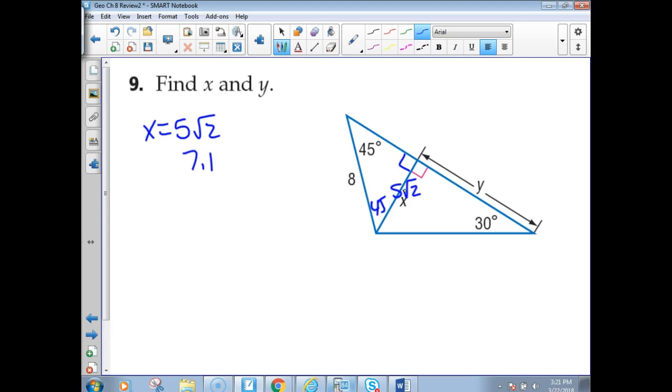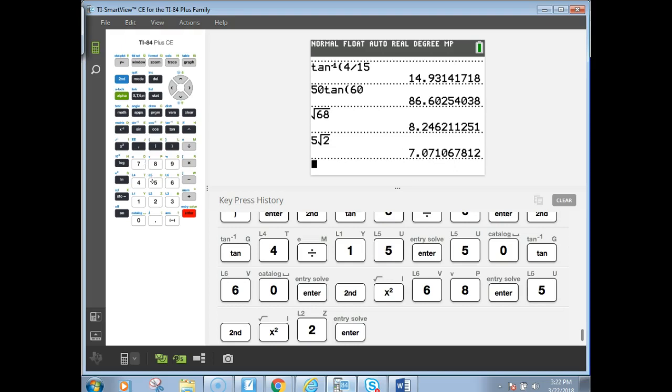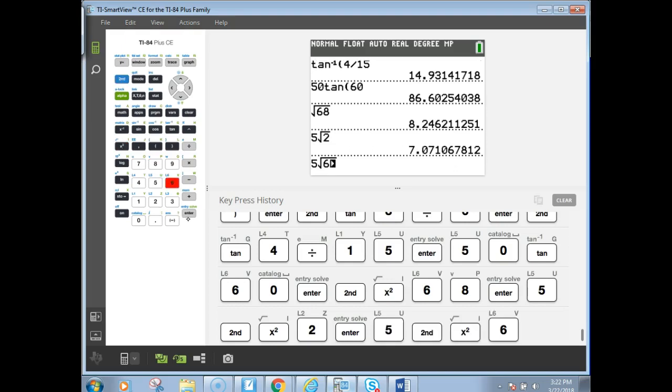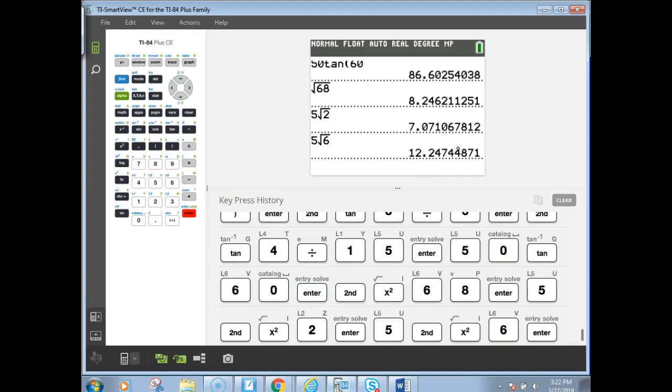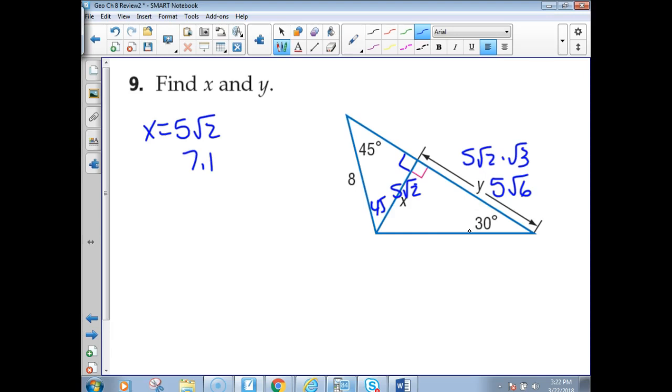Here you could do, now that you know that, opposite over adjacent and do the tangent of 30. Otherwise, if you're going to go to this special right triangle, this would be the short leg. To get the long leg, you would multiply by the square root of 3, and that would be 5 times the square root of 6. If you do it with trig, you'll have a rounded answer of 12.2. I don't remember these being the answers earlier.